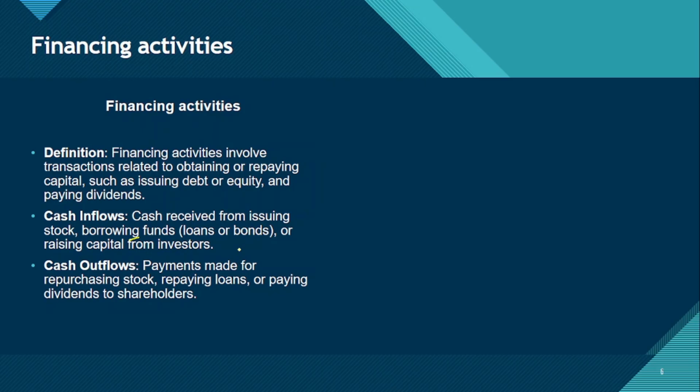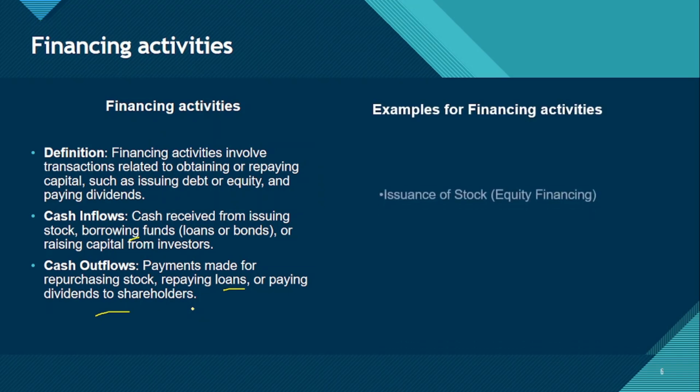All these come under cash inflow. That means all these are cash inflow to the company. Cash outflow is payment made for repurchasing of stock, repayment of loan, or paying of dividend to shareholders. All these come under the cash outflow from financing activity. Here are some examples for financing activities.